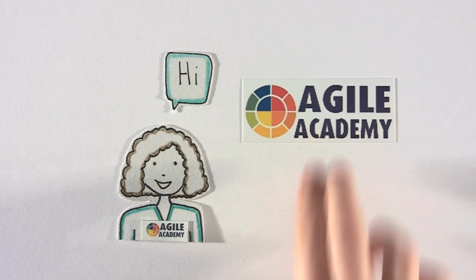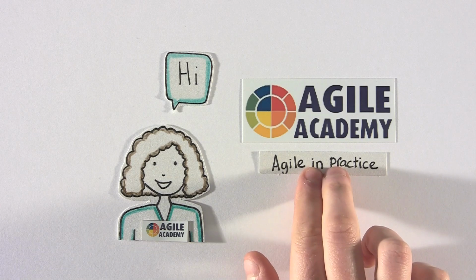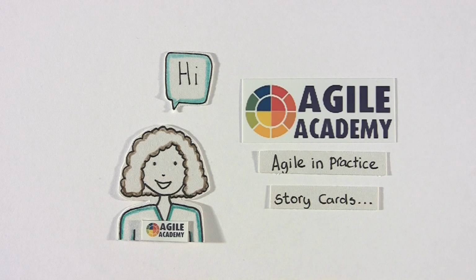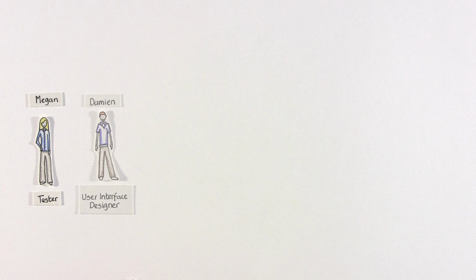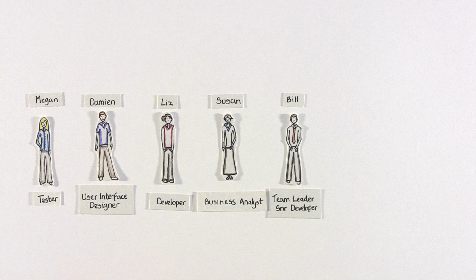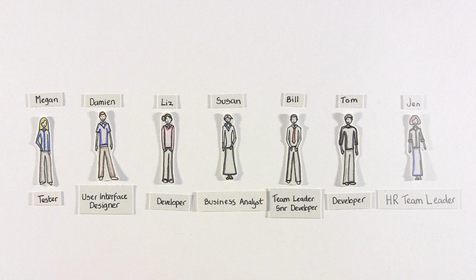In this Agile in Practice talk, we'd like to show you how Agile teams use StoryCards to capture user requirements and to manage the delivery of user functionality. Delivering a new employee performance review system for the HR department is a big piece of work, so the team want to chunk it down into smaller pieces.